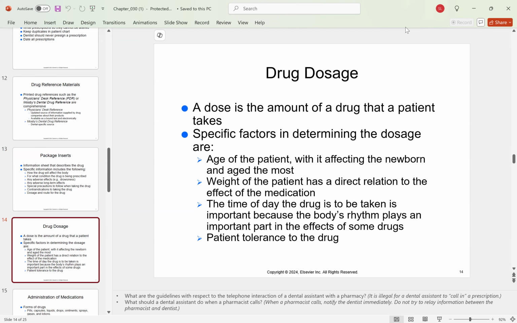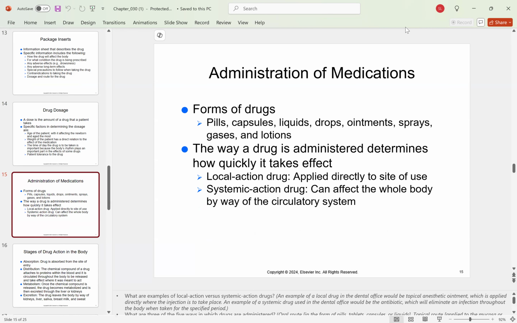A dose is the amount of the drug that the patient is going to take, and we factor in some information when determining it, including the age of the patient, how much the patient weighs, the time of day the drug is to be taken, and the patient's tolerance to that drug.